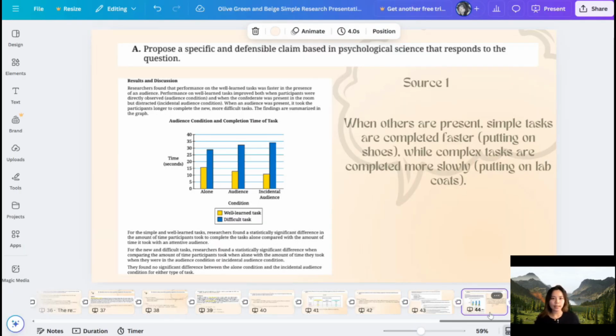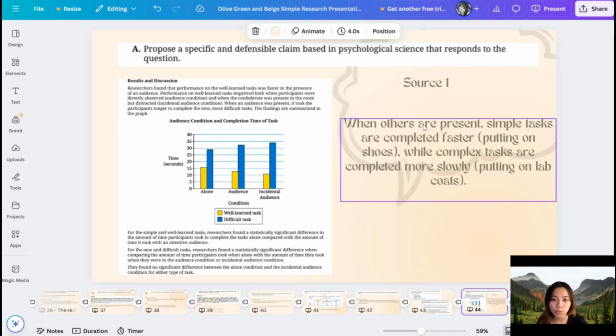Okay? So let's get to question A. Propose a specific and defensible claim based in psychological science that responds to the question. This is the part where we need to make a summary and make a claim. As usual, I made a 1 to 2 sentence summary for you guys so you can understand what each source is about.